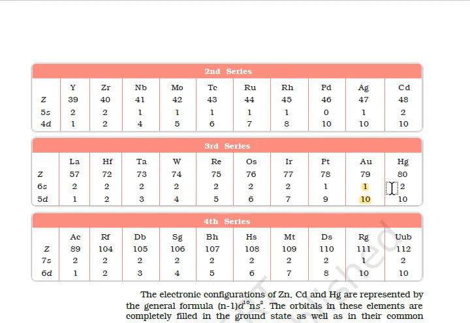And similarly in the case of platinum, you can see that as 8 electrons were present here, one electron is transited to the d orbital from the s orbital.